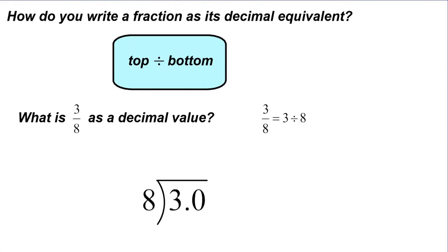So how do you write a fraction as its decimal equivalent? Because these non-integers can be written as either fractions or as decimals. So we have to be able to convert them from one to the other. So how do you write a fraction as a decimal?